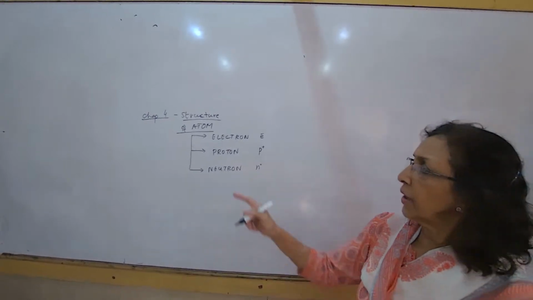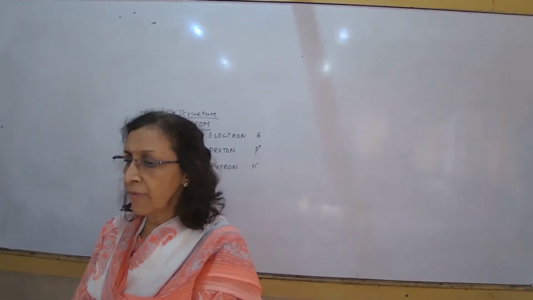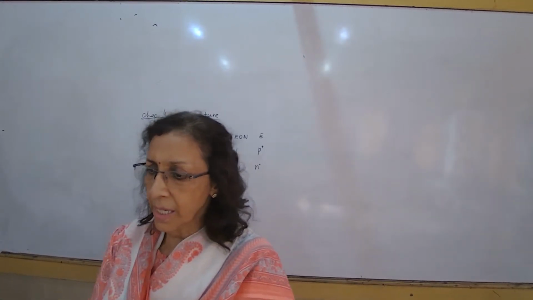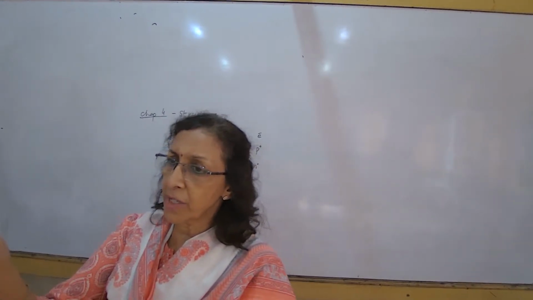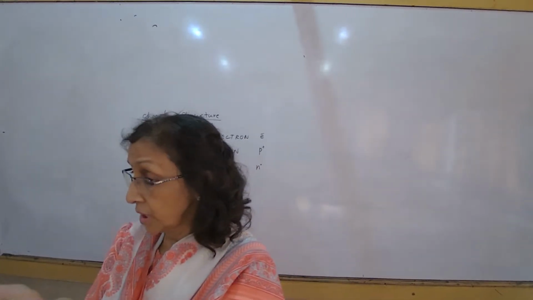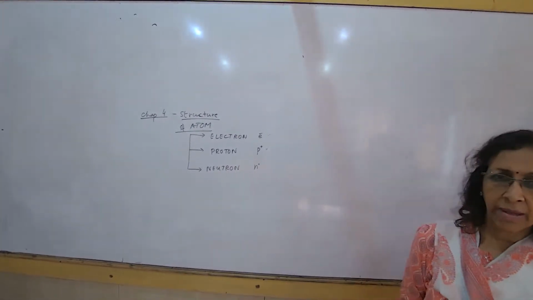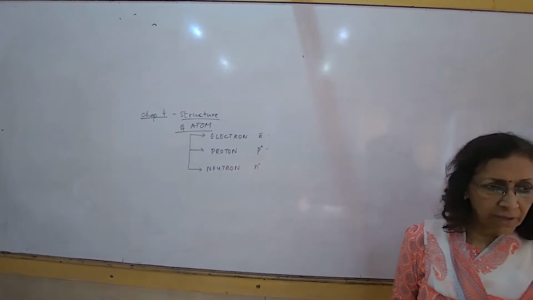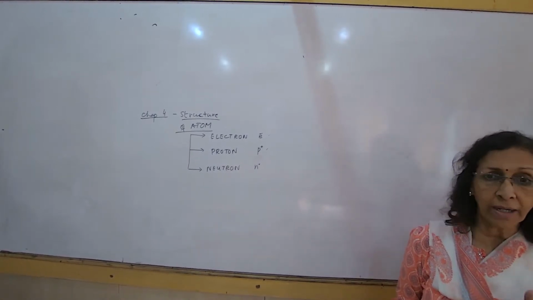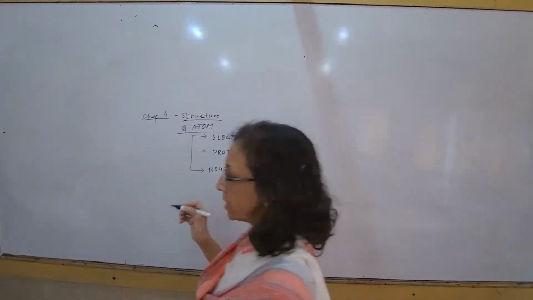Now an atom itself is what? It is neutral. What does it tell us? If the number of positive charges is 5, the number of negative charges is also 5. So these two will always be the same. The number of positive and negative charges will be the same in a neutral atom. Did you understand? So where are these present?